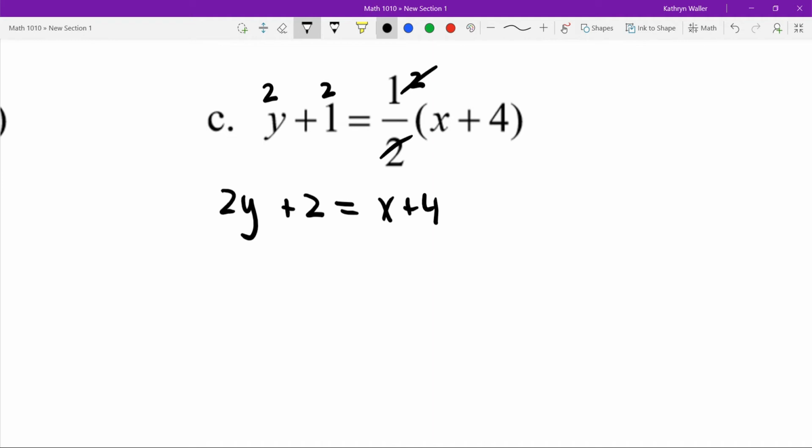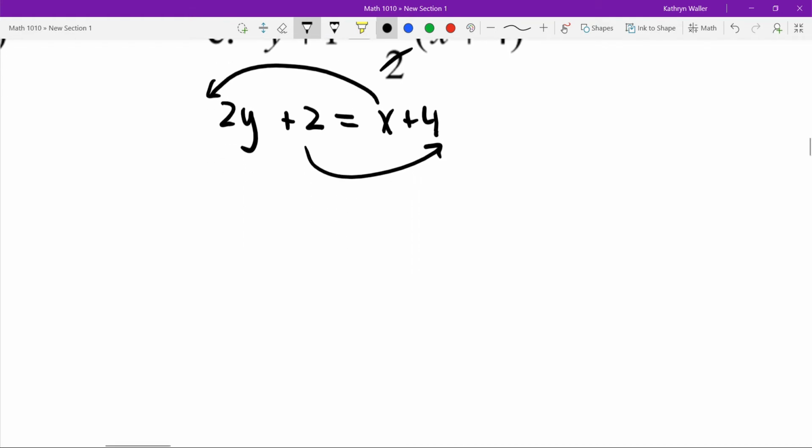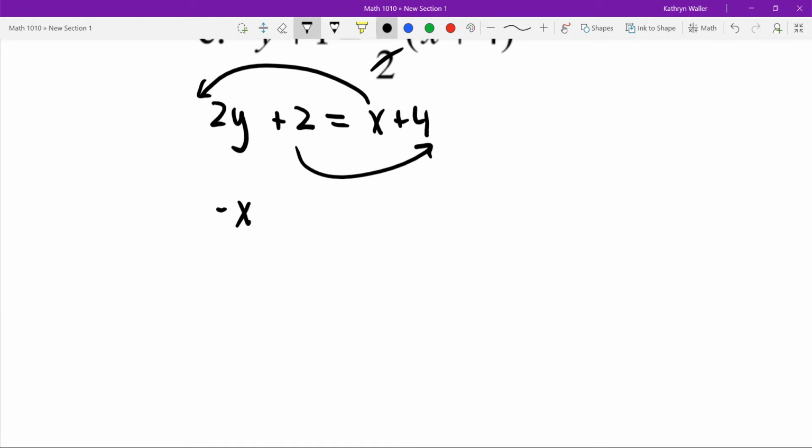I'll take more than 1 step here. I could do 3 steps in 1, like last time. I'm going to do something else, but it's a pain. So if you can do 3 steps in 1, then do it. I'm going to move my x. I'm going to move my 2. So then I have negative x plus 2y equals 4 minus 2 is a 2.